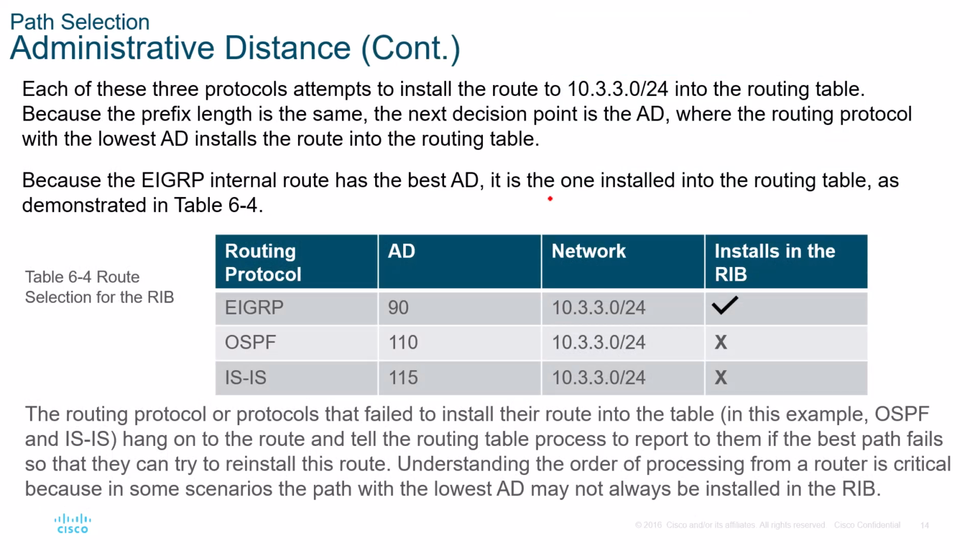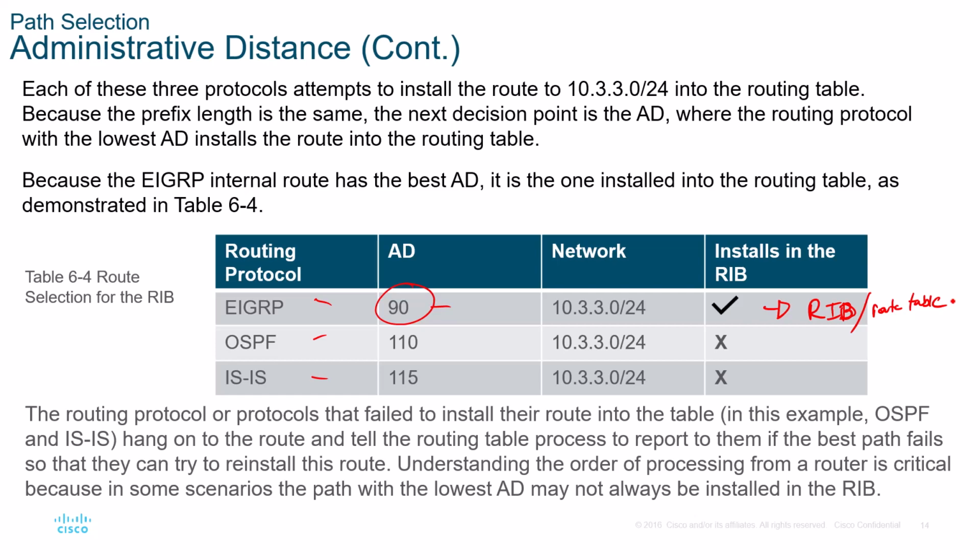So in this example, we have our routing protocols, EIGRP, OSPF, ISIS. AD value of 90, AD value of 110, AD value of 115. So what that means is it's going to look at all three of these to determine the best value, which will be the lowest. That's the one that will be sent to the rib or route table. It will be based off of the lowest value.